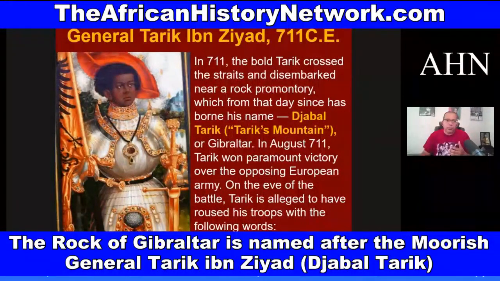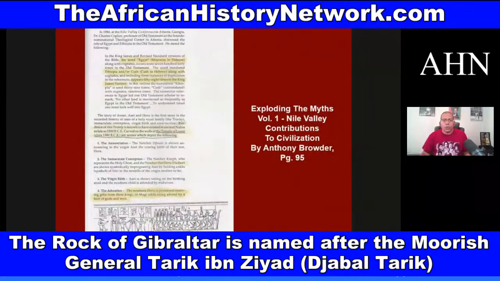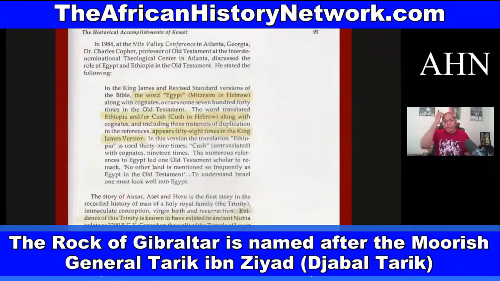We go through and briefly look at different African civilizations, and we take you throughout history. And once again, when we deal with the First Holy Trinity of Asar, Aset, and Heru, if we look here at Egypt on the Potomac, this is a critical piece of the class, and is really critical to understanding this history. The story of Asar, this is page 95 of Egypt on the Potomac, of Nile Valley Contributions to Civilization. The story of Asar, Aset, and Heru is the first story in the recorded history of a man of a holy royal family, the Trinity: Immaculate Conception, Virgin Birth, and Resurrection.